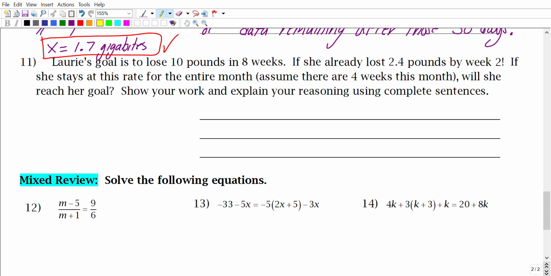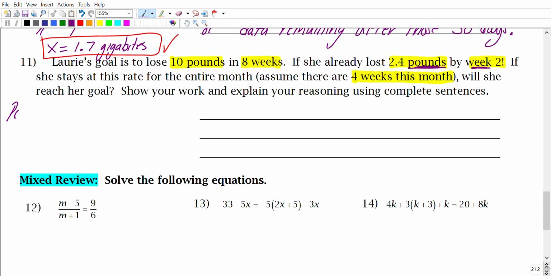So it says Lori's goal is to lose 10 pounds in 8 weeks. Okay, if she already lost 2.4 pounds by week 2, if she stays at this rate the entire month, assuming there are 4 weeks this month, will she reach her goal? Okay, so again, what two things are we comparing here? Well, let's see. We're comparing pounds and weeks.